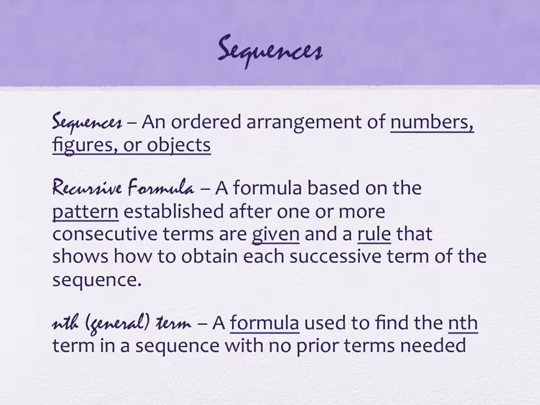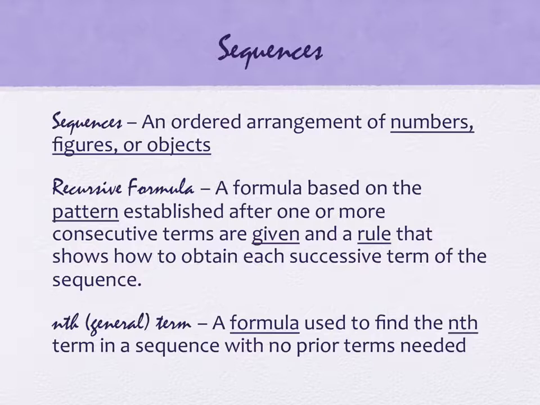A recursive formula is a formula based on the pattern established after one or more consecutive terms are given, and a rule shows how to get the next term. So for example, if you see 1, 3, 5, 7, 9, and you recognize plus 2 is the next thing, I've got a pattern where I'm adding 2 every time. That's a recursive formula. What you would do is you'd notice the pattern is plus 2, and you could get the next term. Okay, that's recursive.